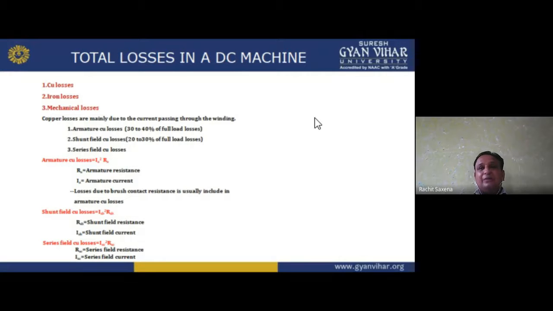And the armature copper loss has the higher value, 30 to 40%, due to the armature resistance and armature current, and this includes the brush contact resistance losses also. Shunt field, Ish squared Rsh; series field, Ise squared Rse.